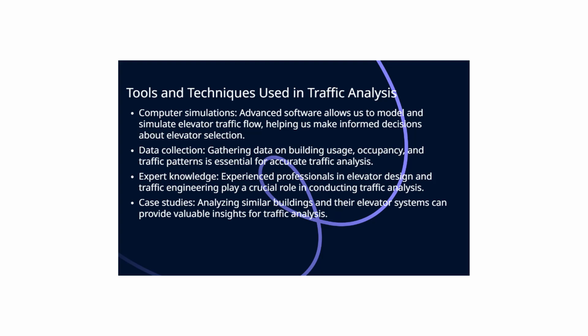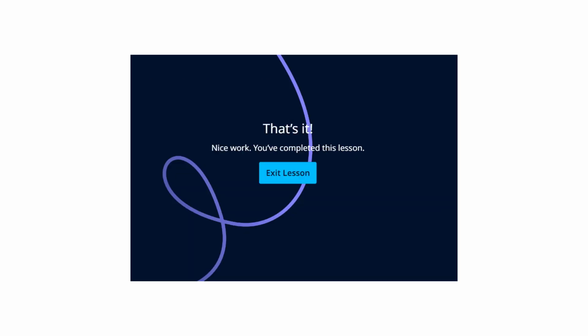Case studies. By analyzing elevator systems in similar buildings, professionals can make better recommendations based on what has worked or failed elsewhere. In conclusion, traffic analysis is a critical process in determining the optimal number and size of elevators for a building. By carefully studying factors such as occupancy, peak usage times, and floor distribution, traffic analysis helps ensure efficient vertical transportation, reduces waiting times, and enhances the user experience. Accurate traffic analysis not only improves the functionality of a building, but also helps balance cost and performance, making it a vital tool in modern elevator design and planning.